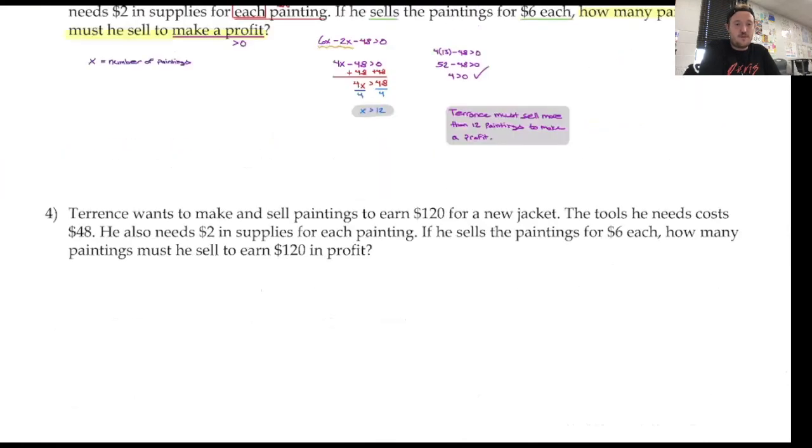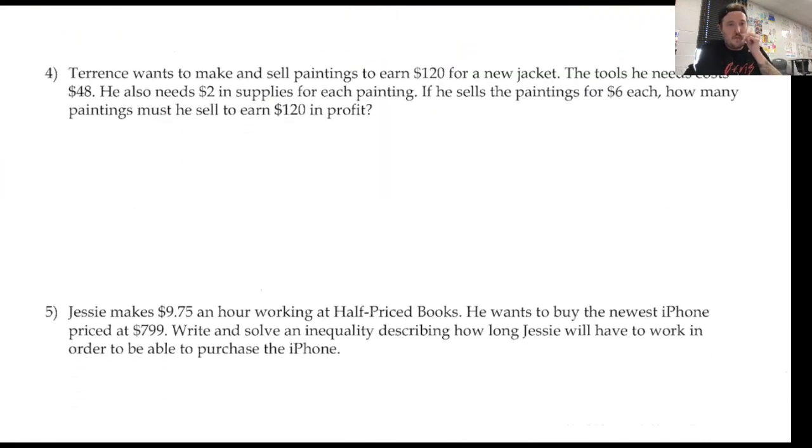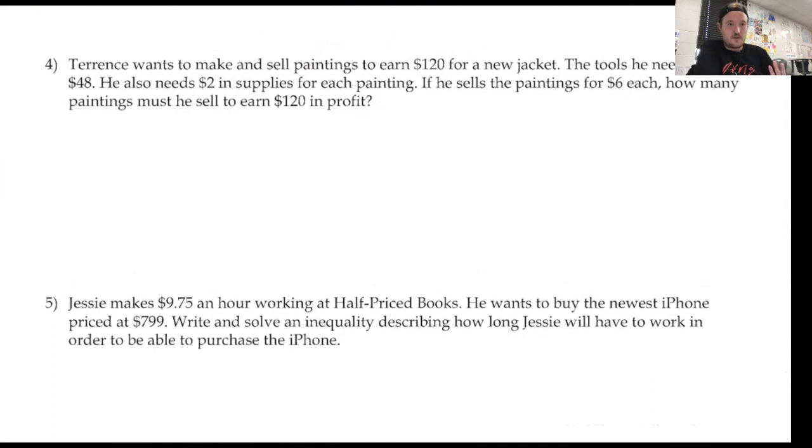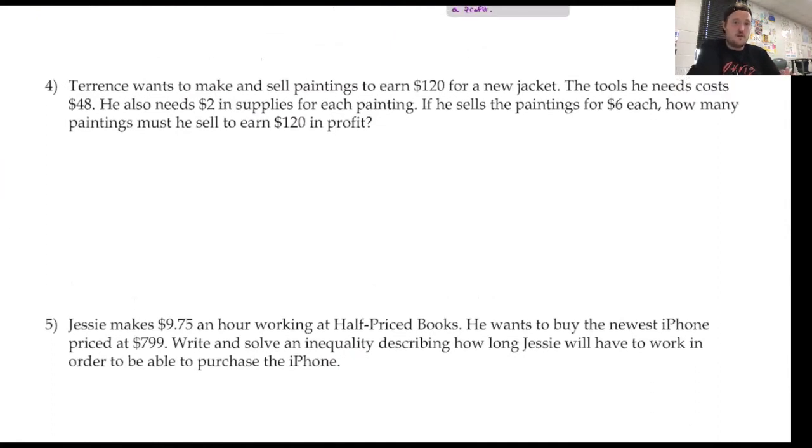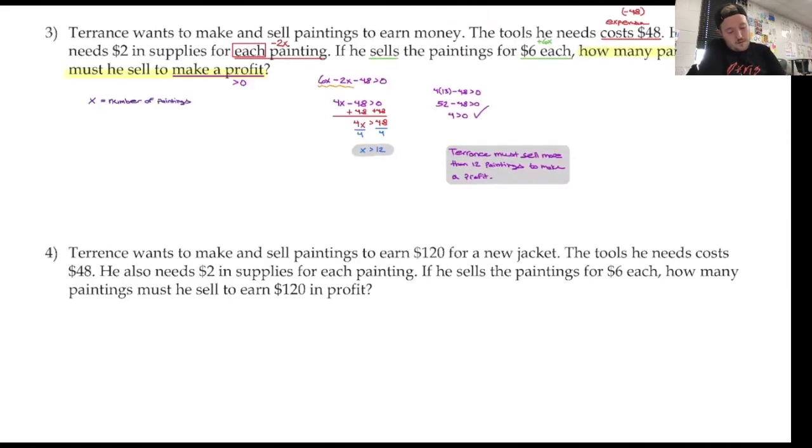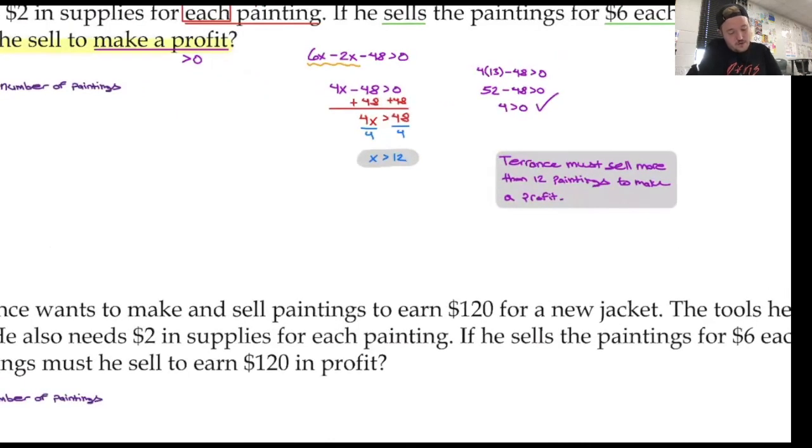So just keep that in mind. All right, so Terrence wants to make and sell paintings to earn $120 for a new jacket. So it's the same idea, same values and everything. It's just now he wants to be able to afford a jacket. So everything else is the same. So I'm literally going to copy and paste because I can. So x still represents the number of paintings. So I'm actually going to copy this equation over and just modify it.